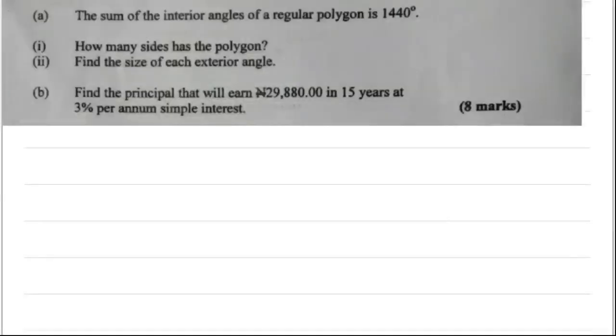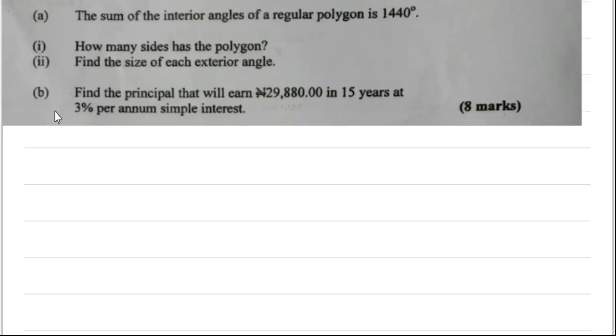So this question, 2A1, says the sum of interior angles of a regular polygon is 1440 degrees, and it asks how many sides has the polygon. That is question A1. And question A2 says find the size of each exterior angle.